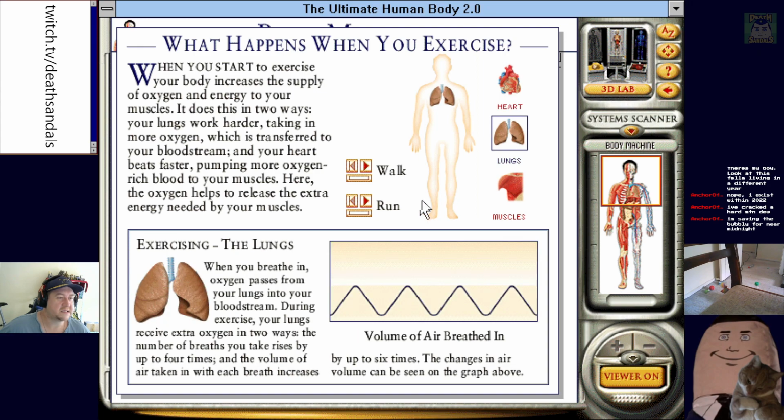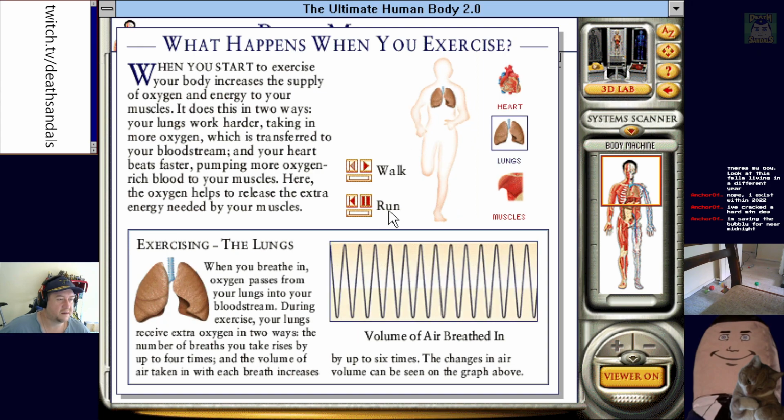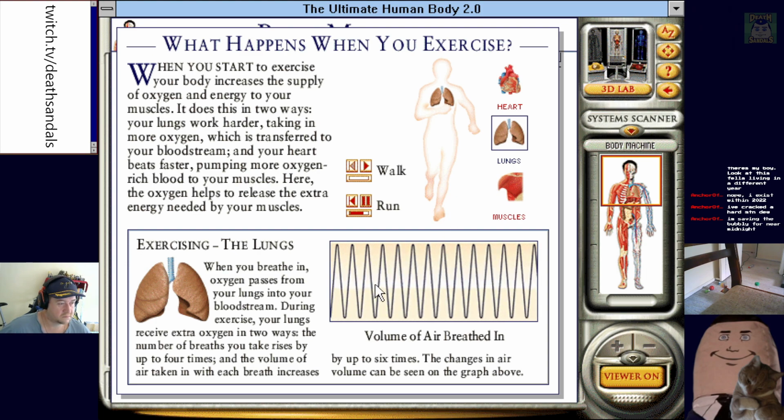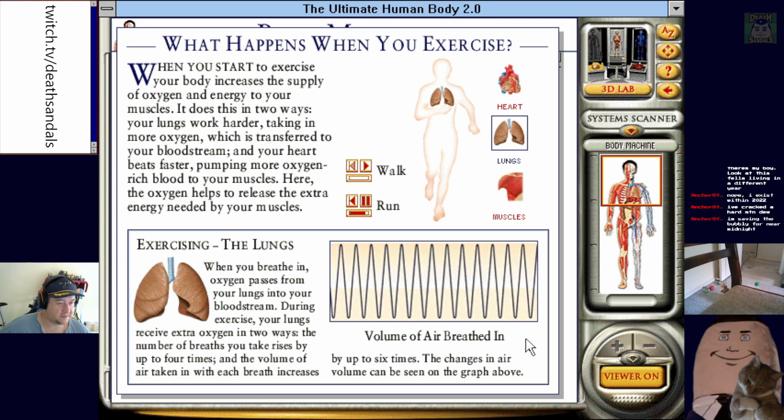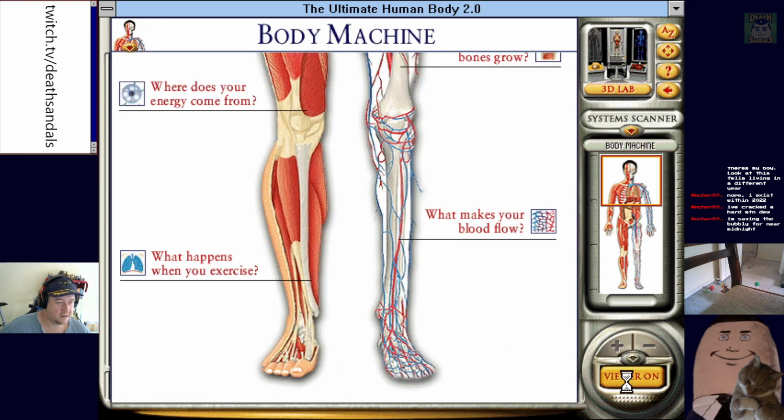Alright, you can see what the lungs get up to as you start to run. While you're running, you breathe more quickly and deeply in order to absorb more oxygen and expel more carbon dioxide. These breathing rate changes are represented by the increased closeness and depth of the waves on the graph. Yeah, that's how you do it, I guess.